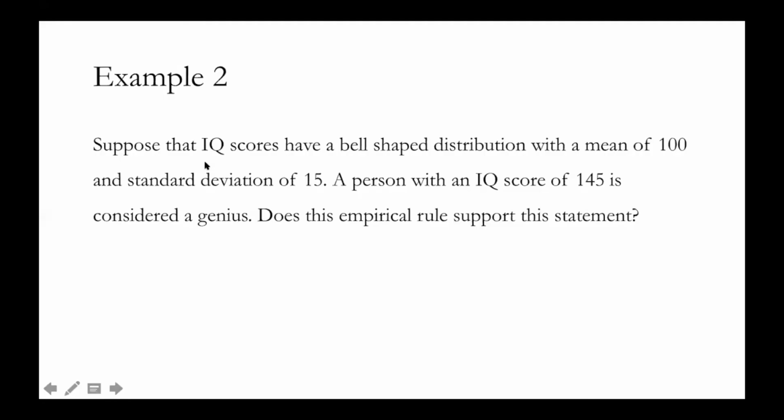Example 2. Suppose that IQ scores have a bell-shaped distribution with a mean of 100 and a standard deviation of 15. A person with an IQ score of 145 is considered a genius. Does this empirical rule support this statement? So how would you go about it? It's always a good idea to draw.